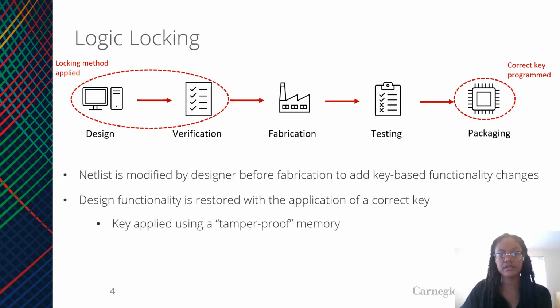Logic locking is a security method that modifies the design so that it requires the correct key for correct functionality. And so if an incorrect key is applied, the functionality of the design changes in some way. And this is done during the design stage of the device. And the key is stored in an on-chip memory that is tamper-proof, meaning that it's not observable in any way. And this memory is typically programmed post-fabrication during the packaging stage.